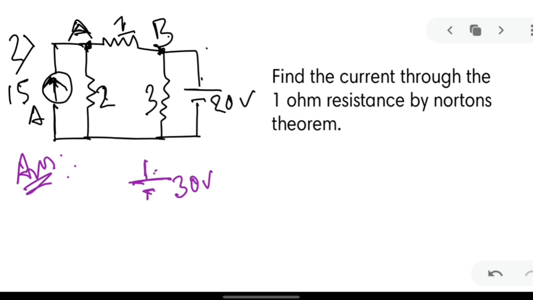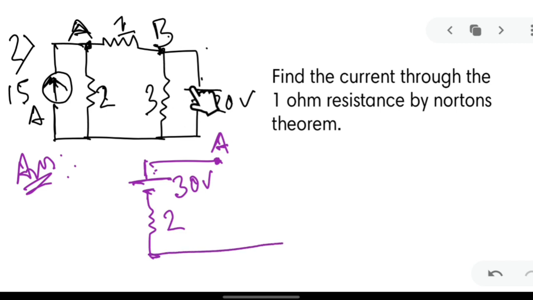Okay, and the resistance is in series with the voltage source. So it is 2 ohm, in series, and it is the 1 ohm resistance between the A and B terminals.